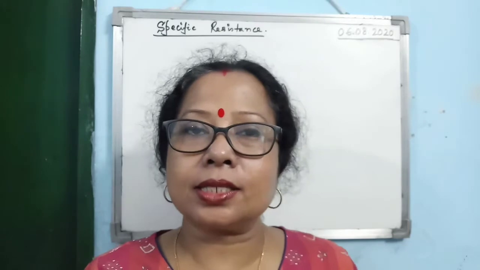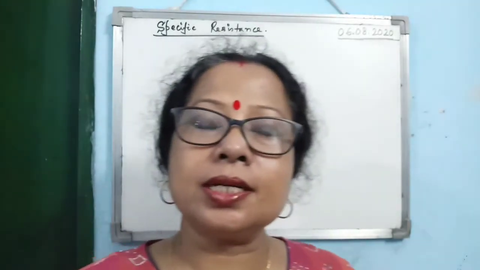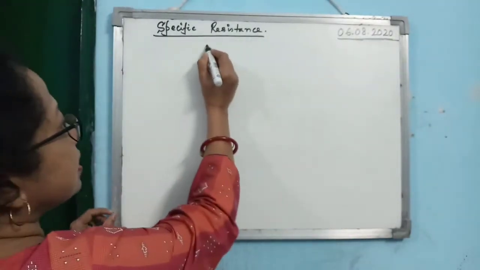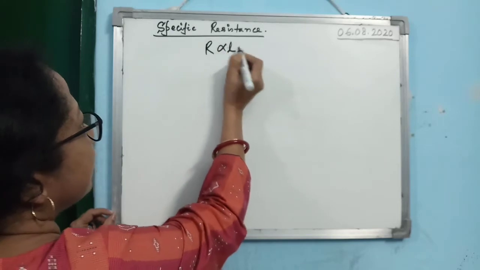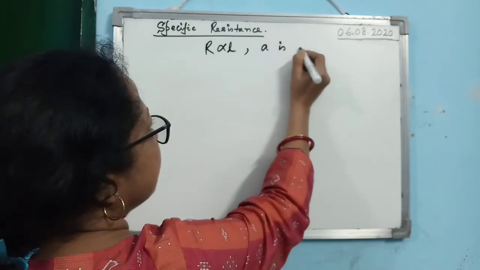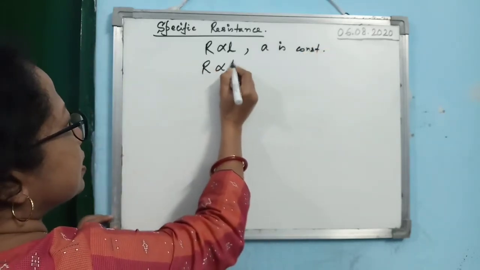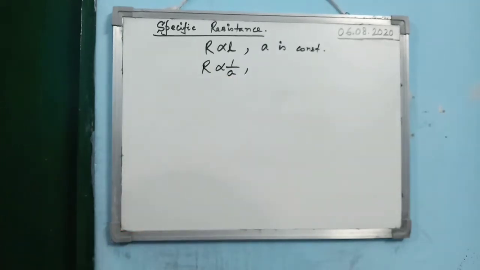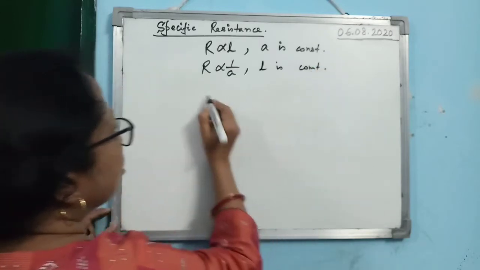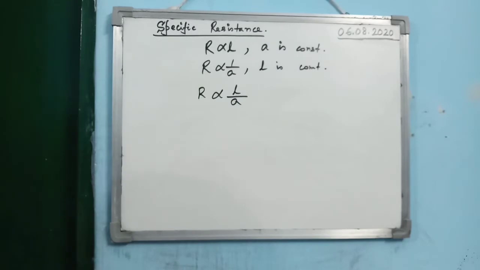Now, I am starting the next topic of the current electricity chapter, that is specific resistance or resistivity. We have learned that resistance of a conductor is directly proportional to the length when cross-sectional area is constant. Again, you know that resistance is inversely proportional to cross-sectional area when length is constant. So, if you combine these two, you can write R is proportional to L by A.